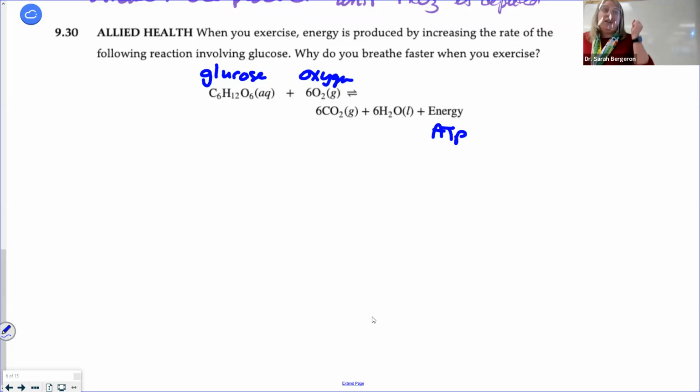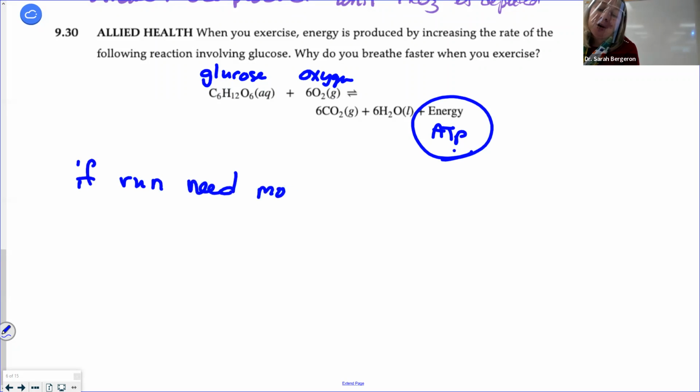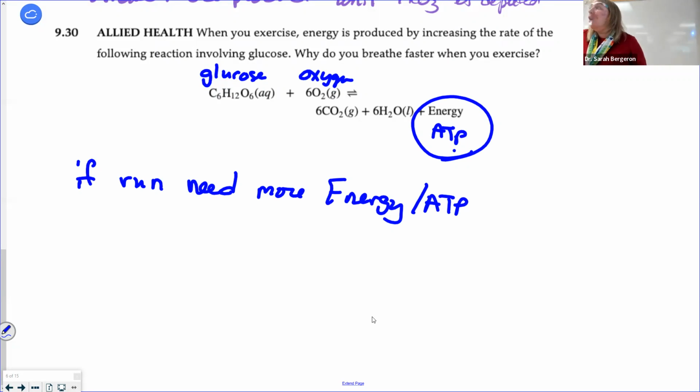If you run, you're going to be using what? More energy. So if you run, you need more energy, right? ATP. So I'm going to be using up my ATP. My energy is going to be gone, right? Because I'm running, I'm expending it. So I decrease what? I'm going to decrease a product. If I decrease this ATP product, what effect is that going to have on the other side of the equation?